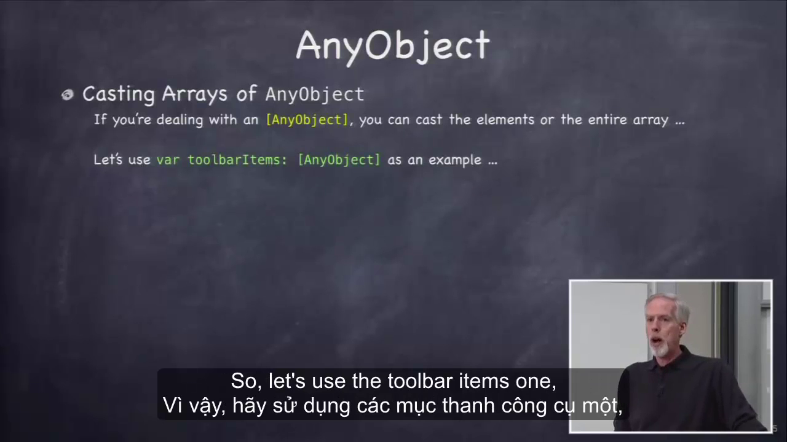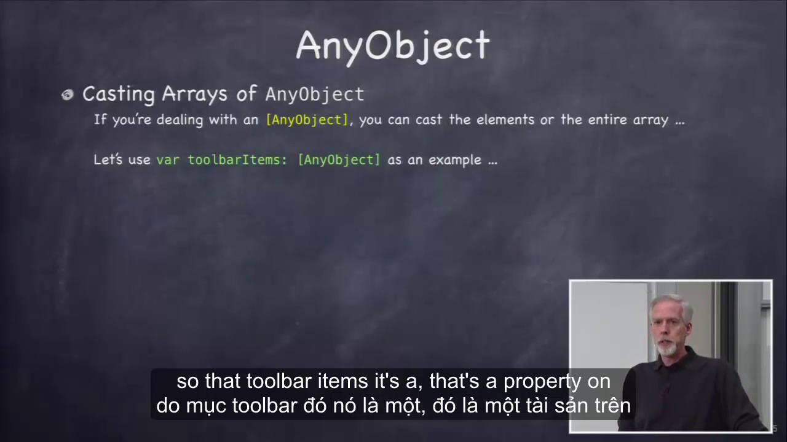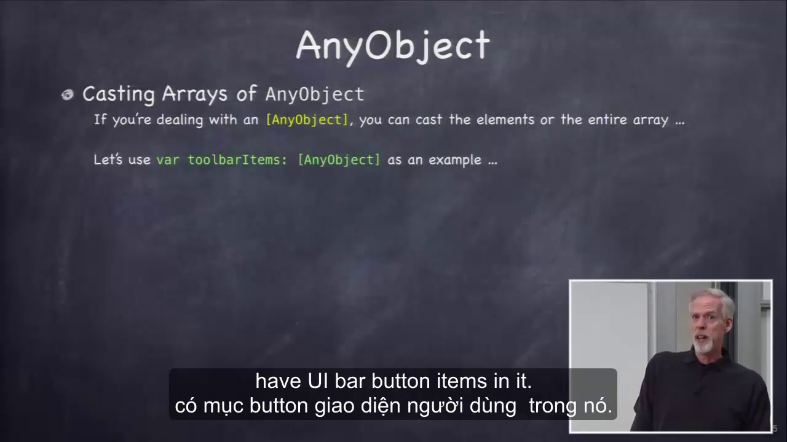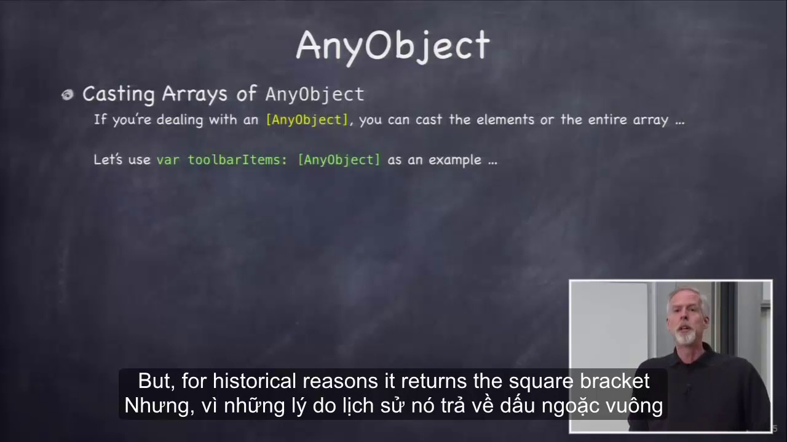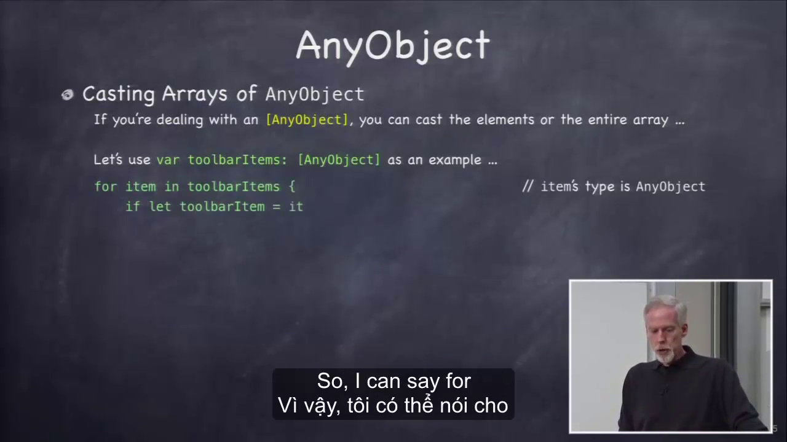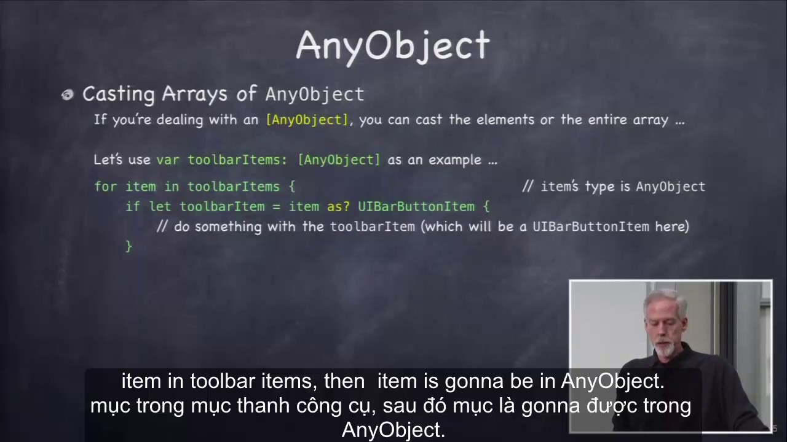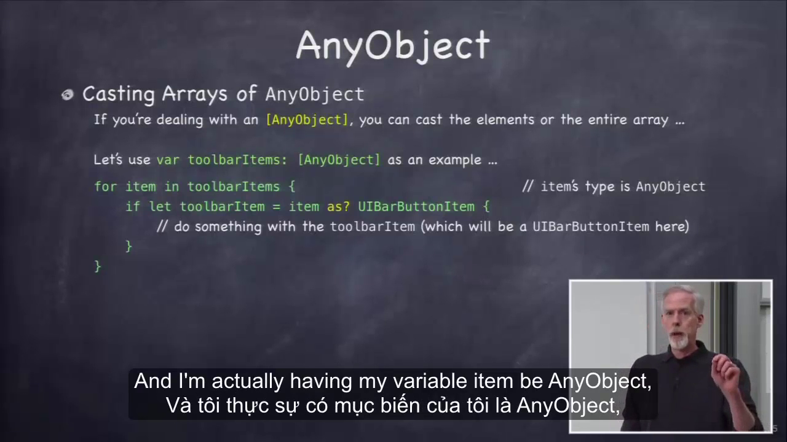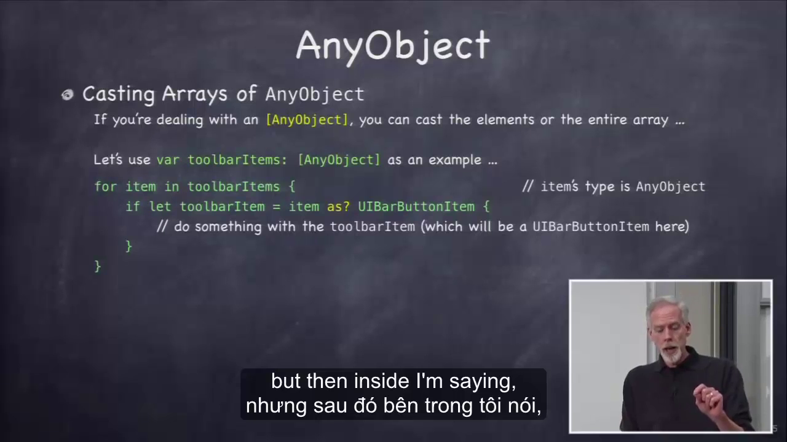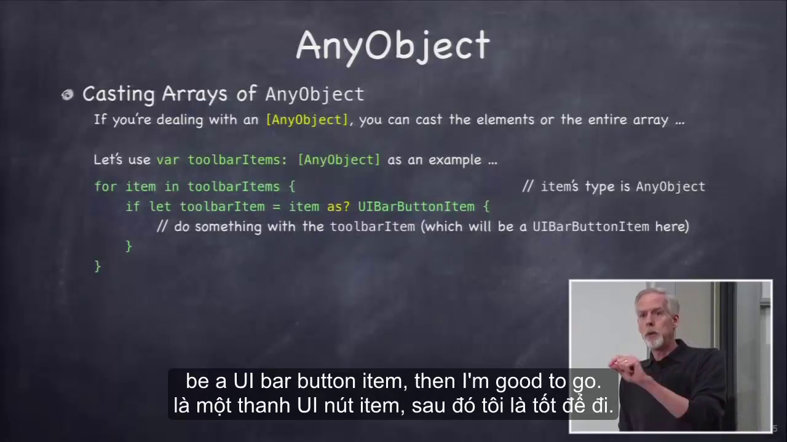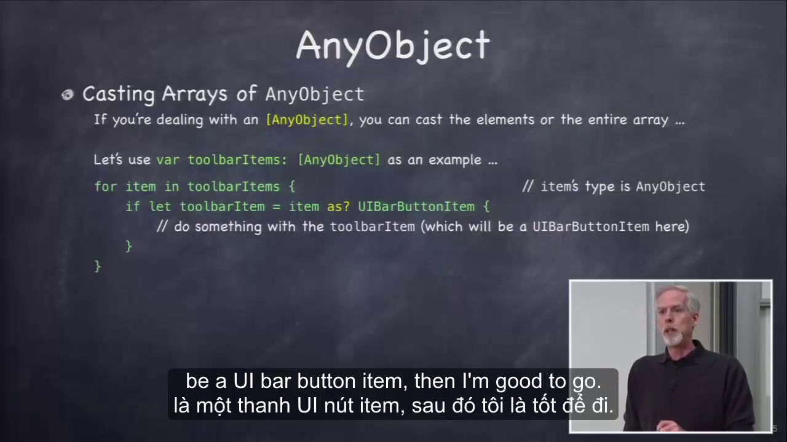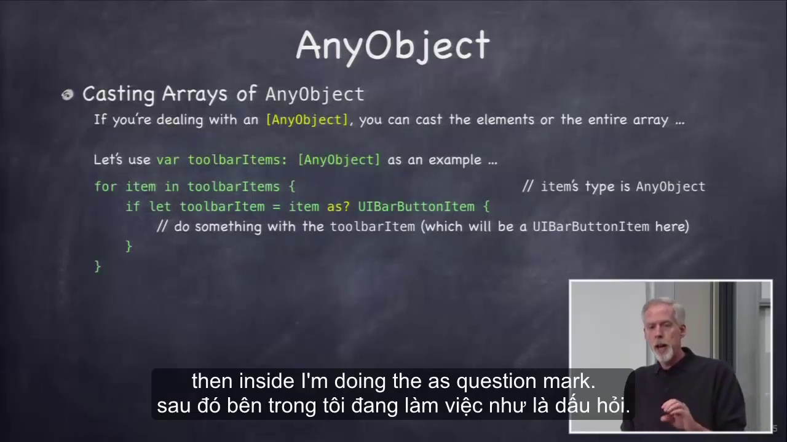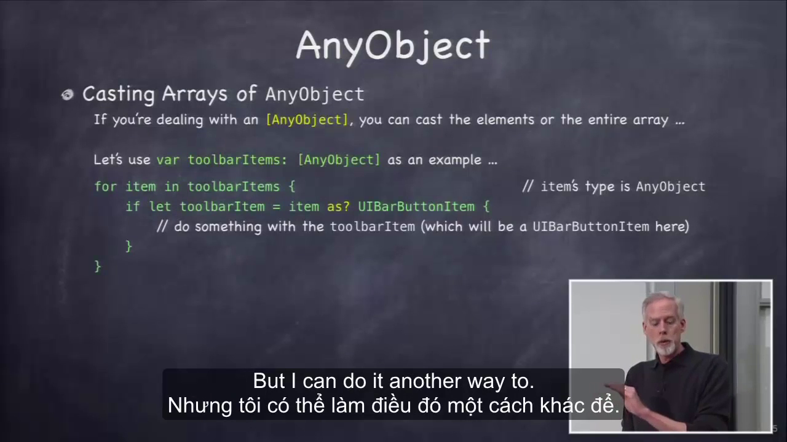So let's use the toolbarItems one. That toolbarItems is a property in UIViewController, and it returns an array that's going to have UIBarButtonItems in it, but for historical reasons, it returns the square bracket of AnyObject. So I can say for item in toolbarItems, then item is going to be an AnyObject. So I'm enumerating those AnyObjects, and I'm actually having my variable item be AnyObject. But then inside, I'm saying if let toolbarItem equal item as? UIBarButtonItem, then I'm good to go. So you see how I'm enumerating this array of AnyObjects, and then inside I'm doing the as question mark.